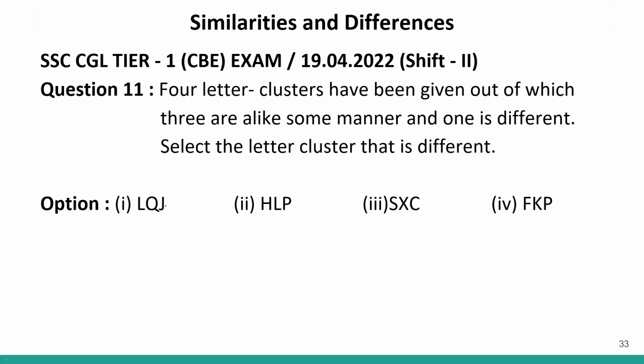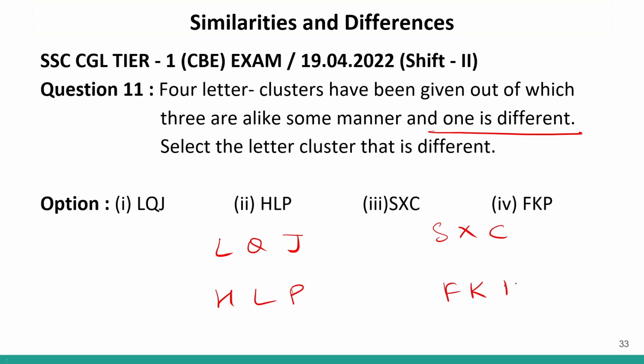Now, again a question of identifying which one is different. To solve such questions, we treat them as different series and answer. So first is LQJ, then HLP, then SXC, and FK, and then P. Okay. So here I can see L is at which position? 12. Q is at 17th and J is at 20.